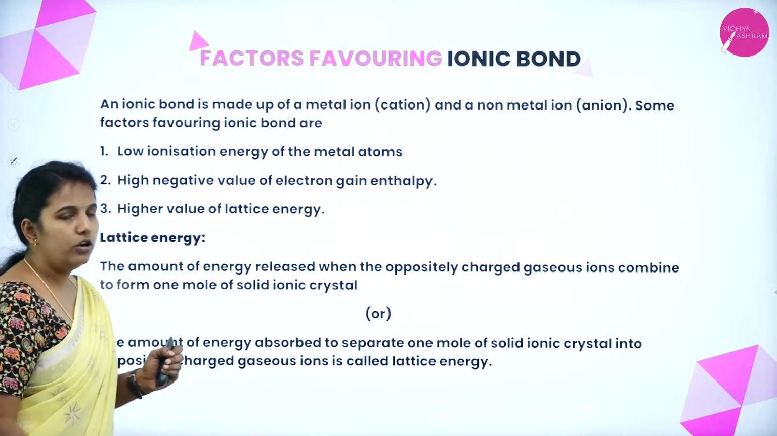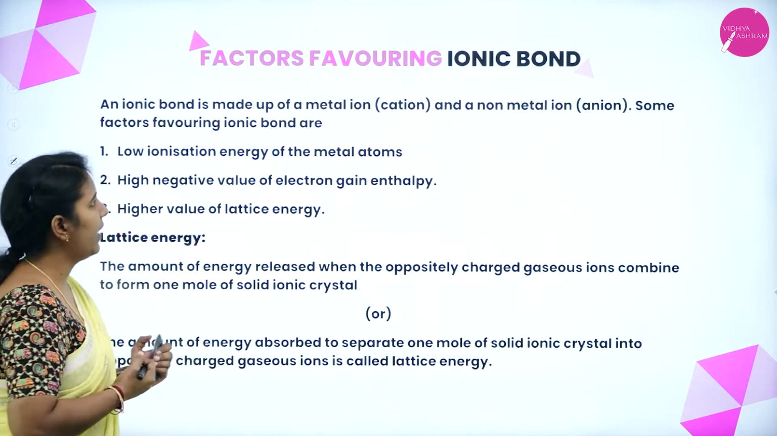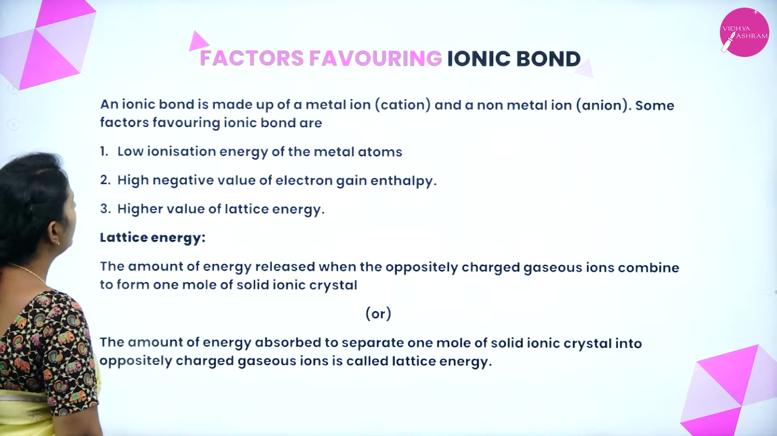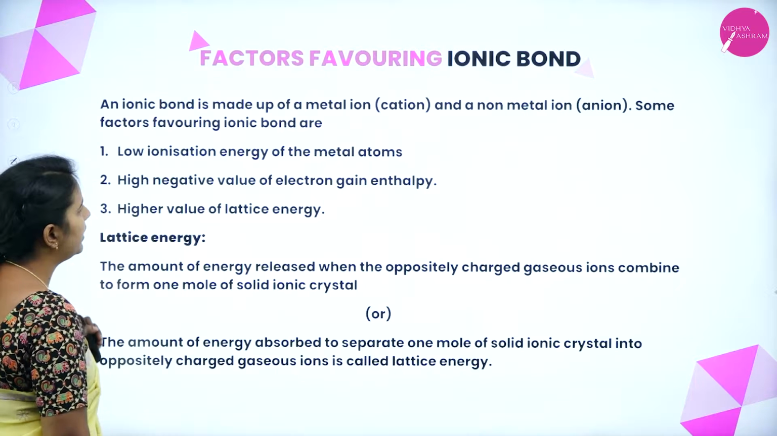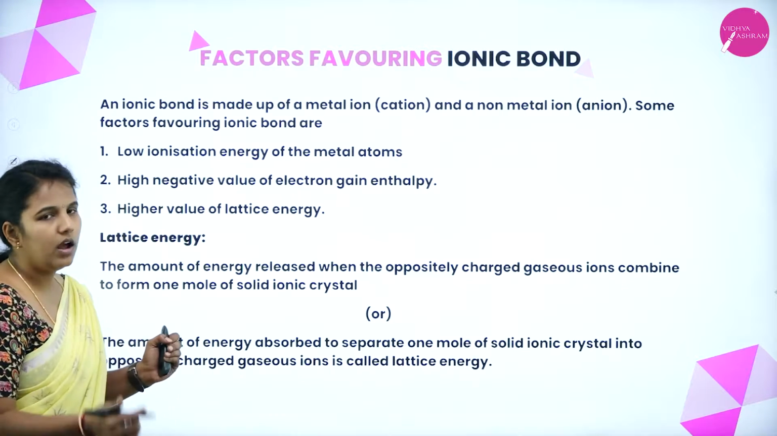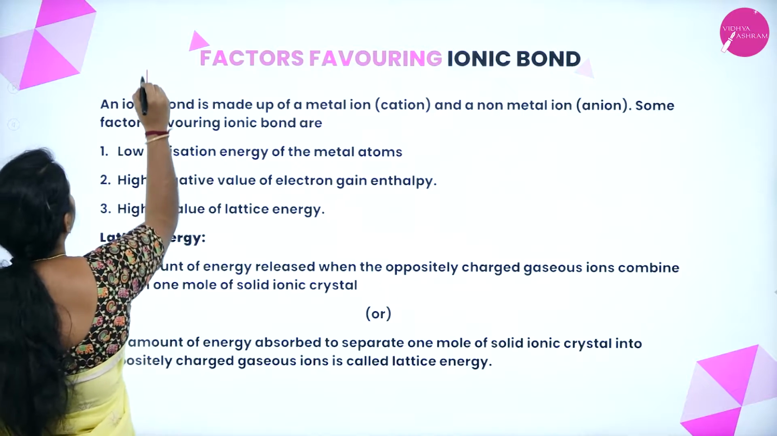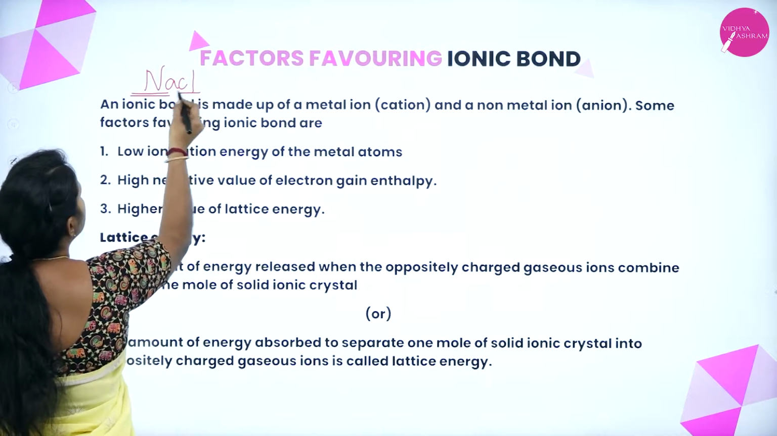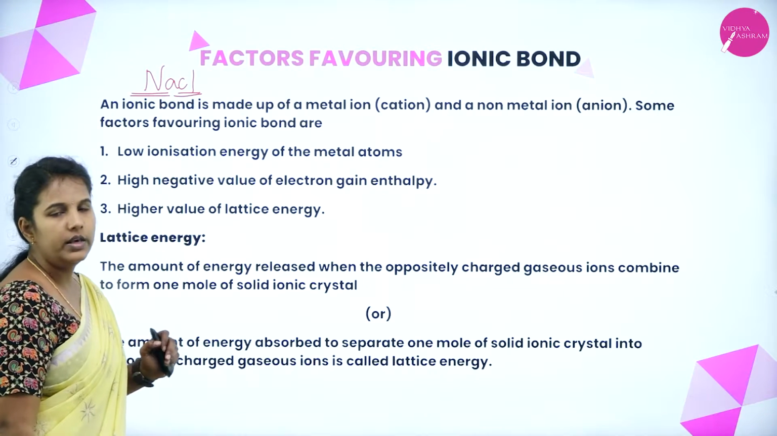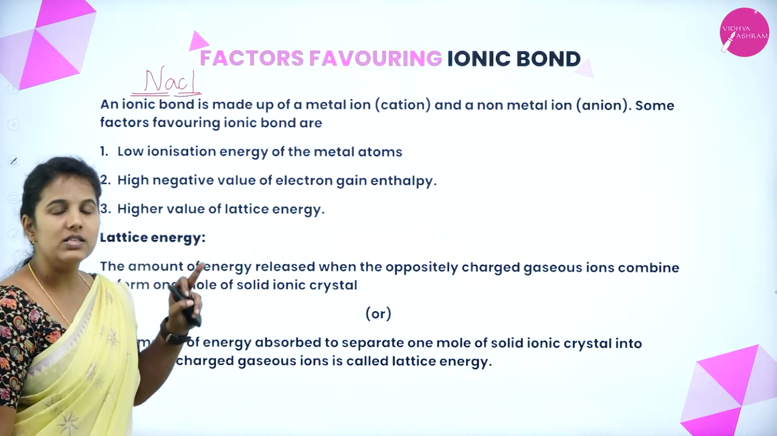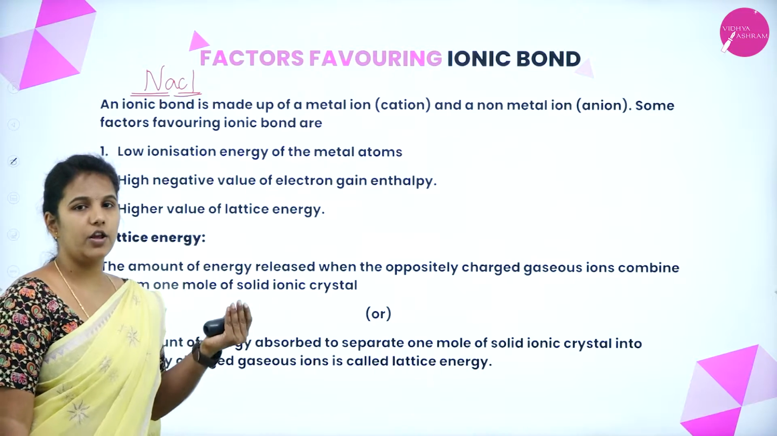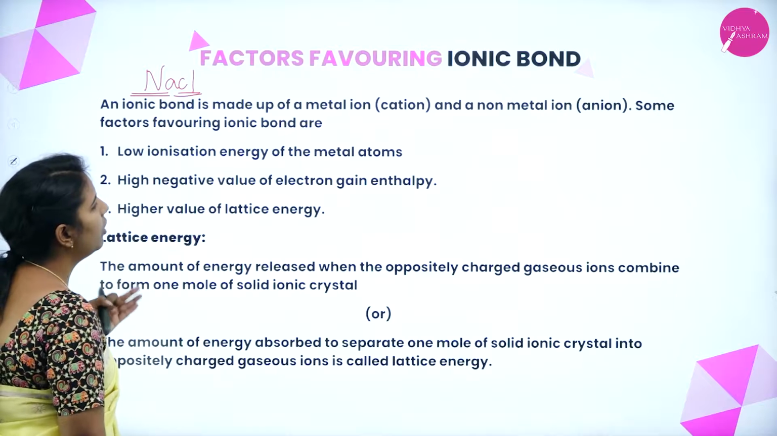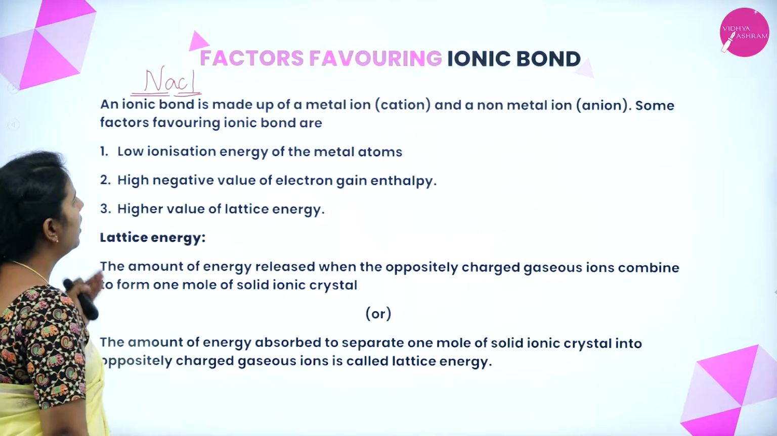This ionic bond is also affected by many factors. The factors favoring the ionic bond: an ionic bond is made up of a metal ion and a non-metal ion. I have already explained that by taking the example of sodium chloride. In that, sodium is a metal, whereas chlorine is a non-metal. So sodium becomes what? Cation. Similarly, chlorine becomes an anion.